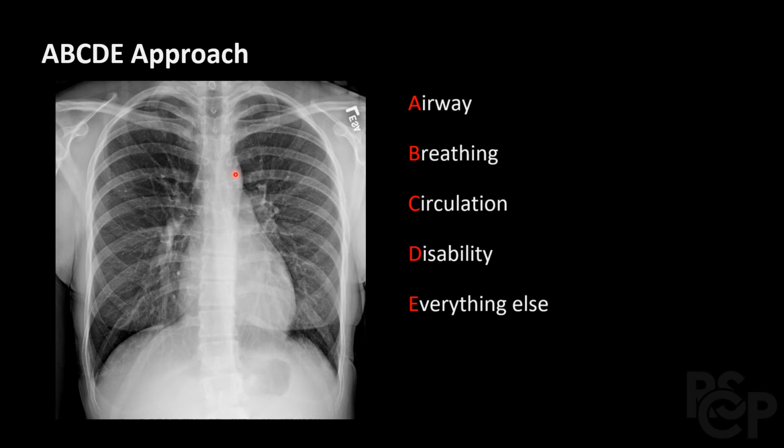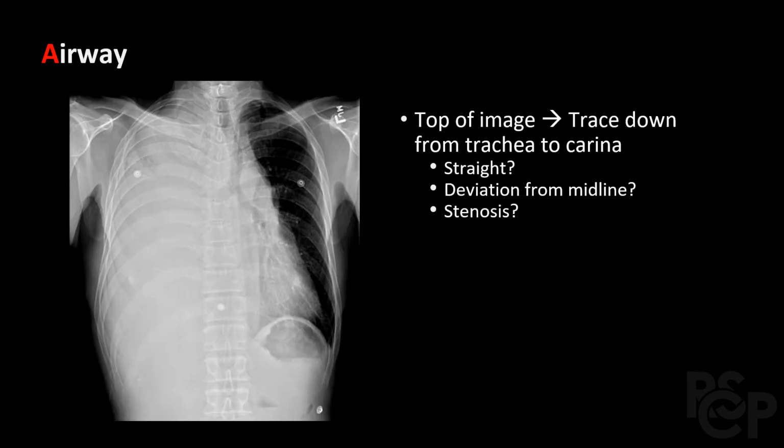D for disability, I would be looking for any bony pathology, not just limited to the ribs, but the spine, and if they're in view, the shoulders as well. E for everything else, I would be looking underneath the diaphragm, soft tissues laterally, and if it's in view, I would be looking at the neck. Now we can go through our search pattern step by step.